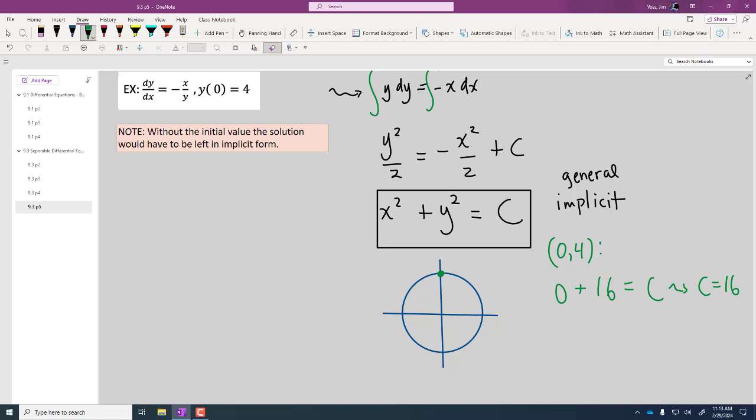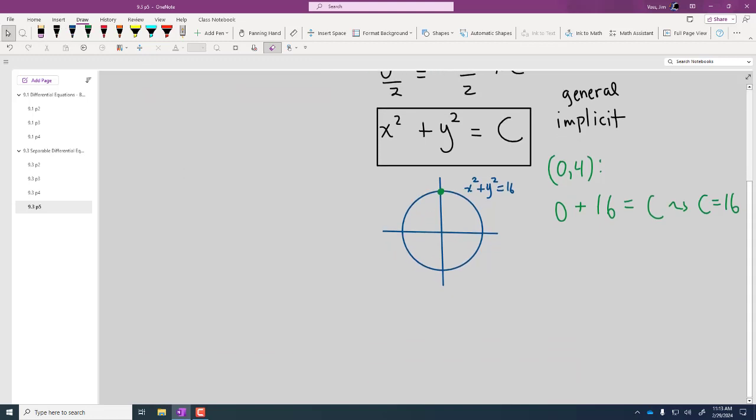So that tells us that this circle has equation x squared plus y squared equals 16, correct? Yep. So this is the particular implicit. Can we get a particular explicit? The top half of this circle is a function, right? That's a function.